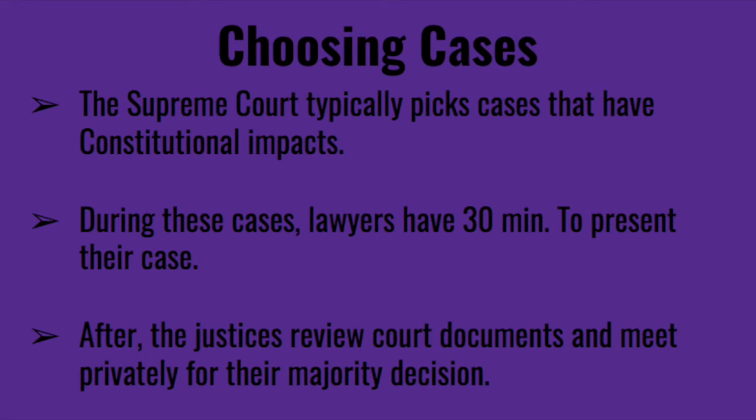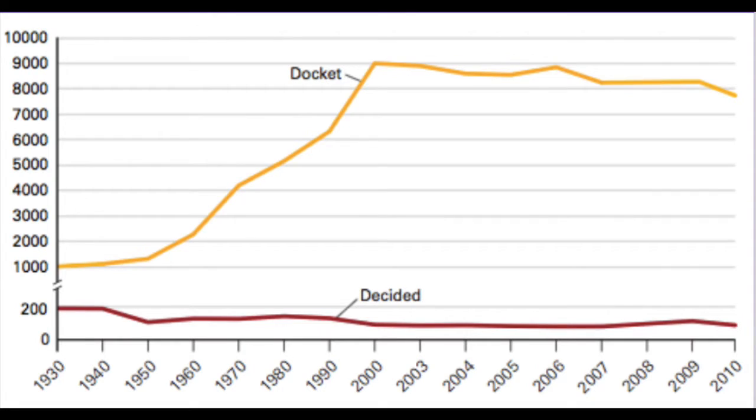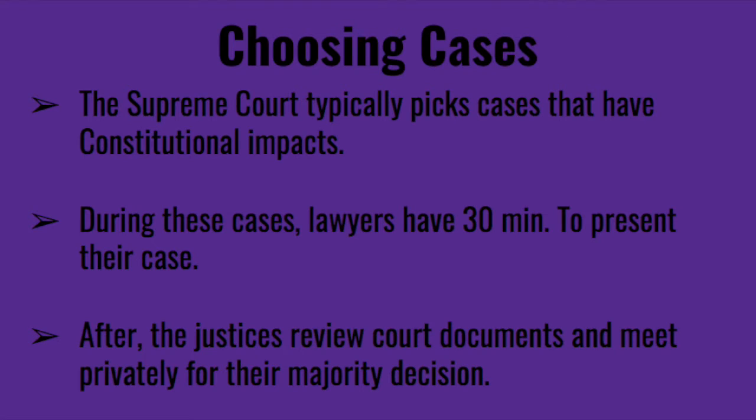The next question is, how do they choose their cases? The Supreme Court today gets something like 8,000 cases a year, but they actually only get to review maybe around 100 to 130 a year. They try to pick the top priority cases that have to do with the Constitution, and they do need at least 4 of the 9 justices to agree to take the case.